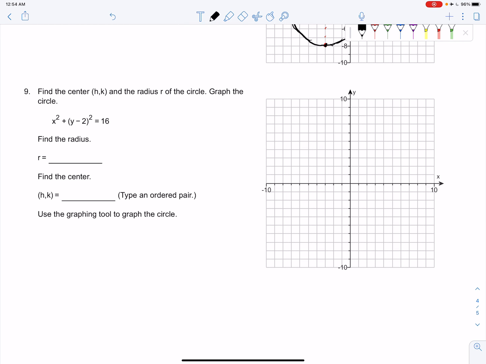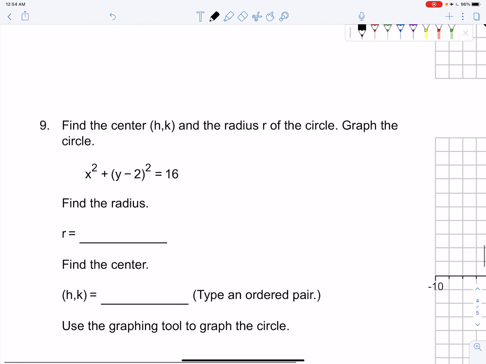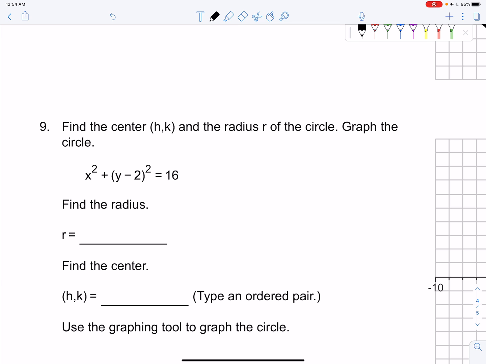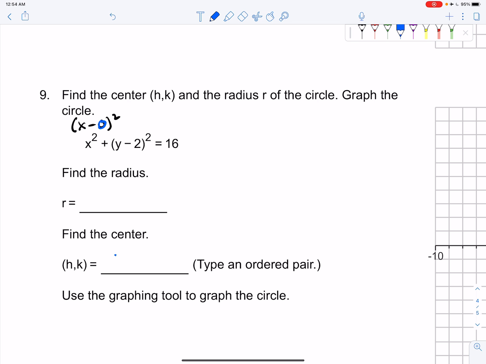So remember I said somewhere in this video, I know I did, said that when you see x squared, you could think of that as x minus 0 squared. So that's just telling us that the center, h comma k, well, the x value of the center is 0, and the y value is the opposite of that, so it's just 2. So we now have a center.